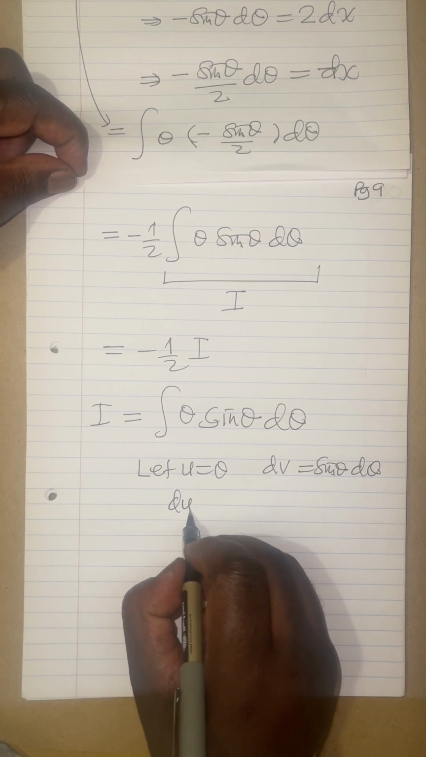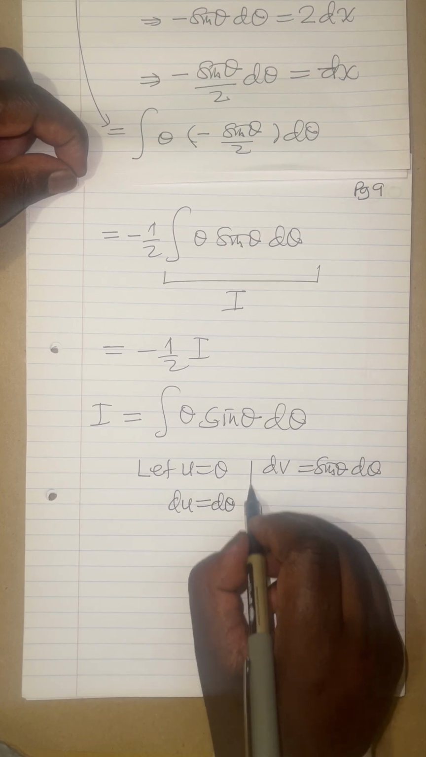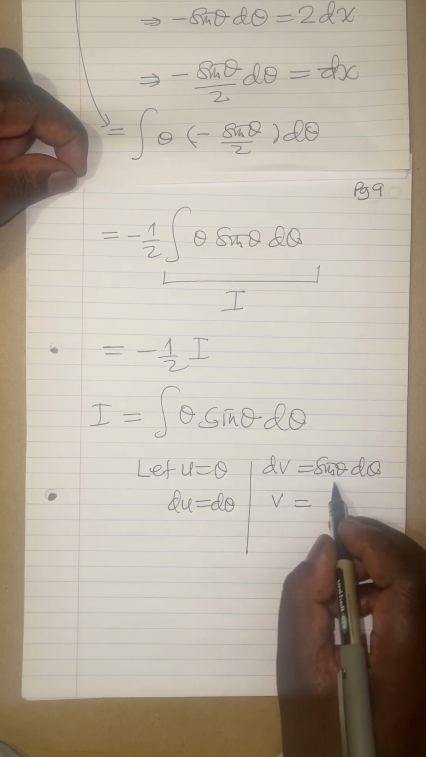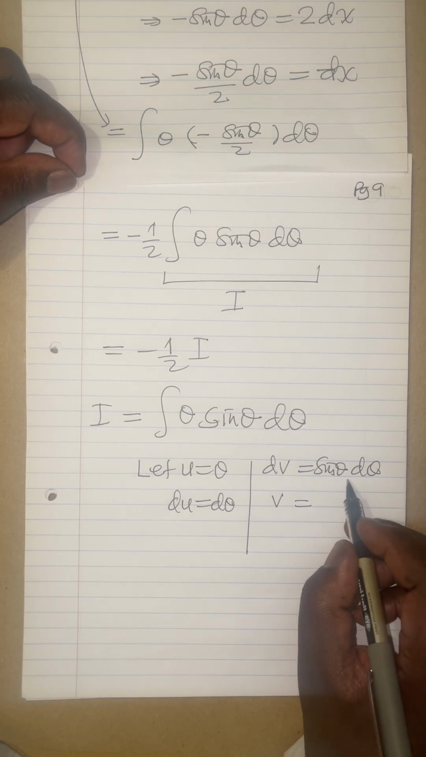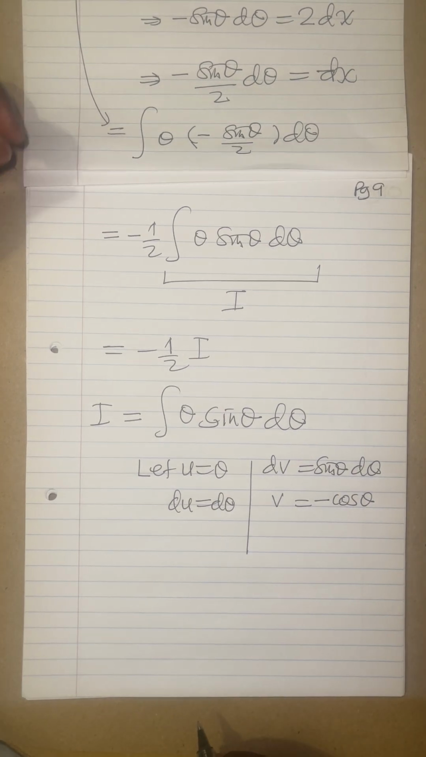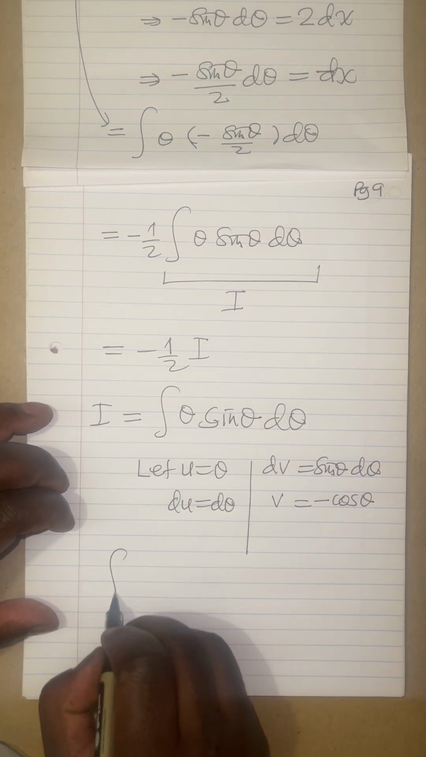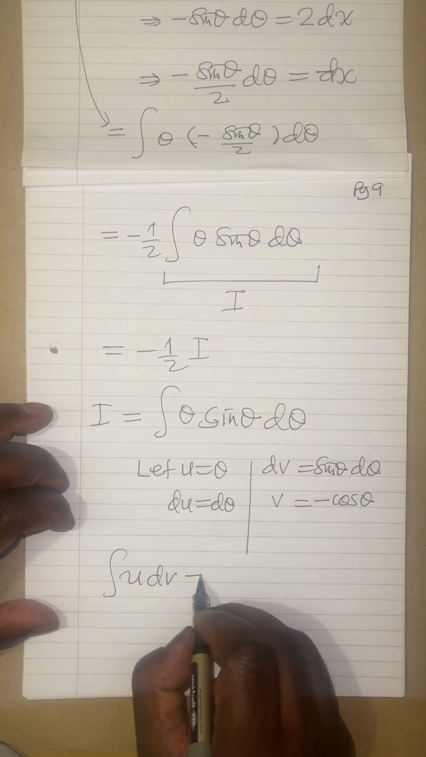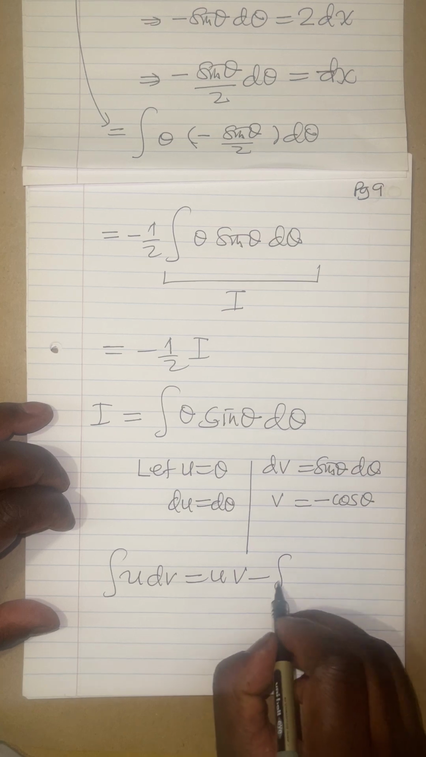Differentiating both sides, du equals d theta. Integrating both sides, v equals the integral of sine, which is actually minus cos theta. Please take note of that. Integration by parts formula: the integral of u dv equals uv minus the integral of v du.